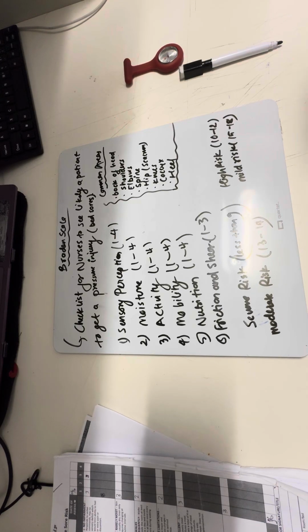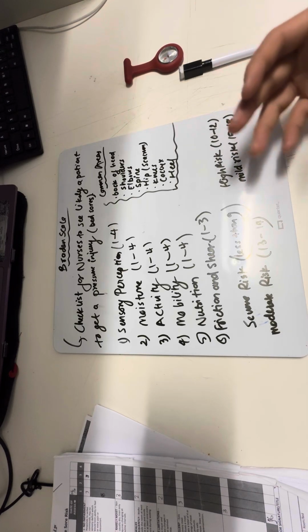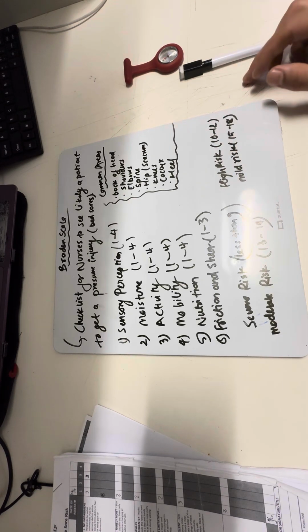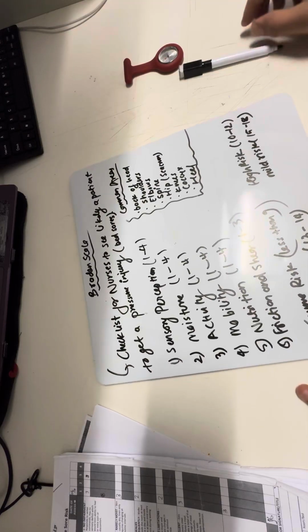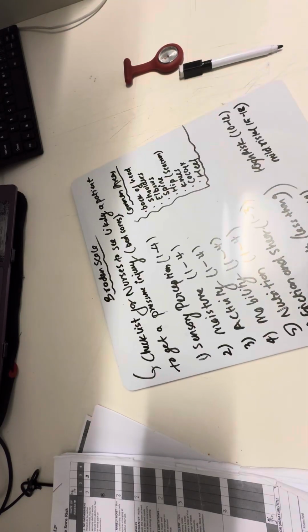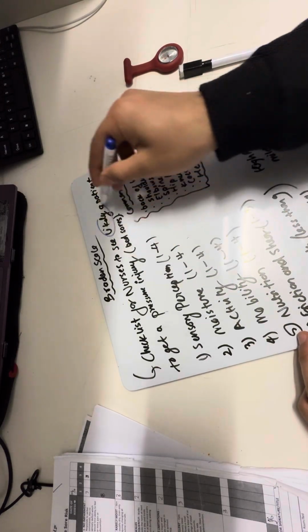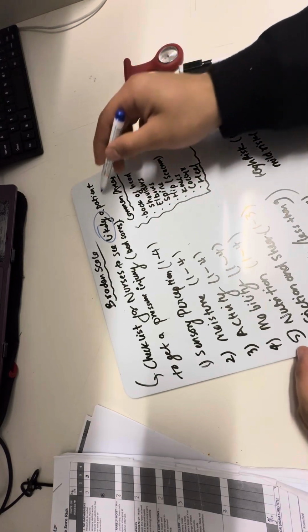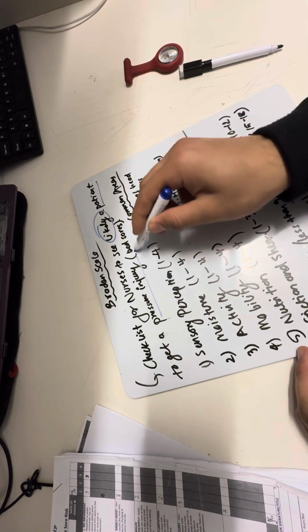Now we also try to make sure that people are not getting pressure injury because of the condition that they have. So let's go through this. This is basically a checklist for nurses to see the likeliness of a patient to get pressure injury, which is bed sores.